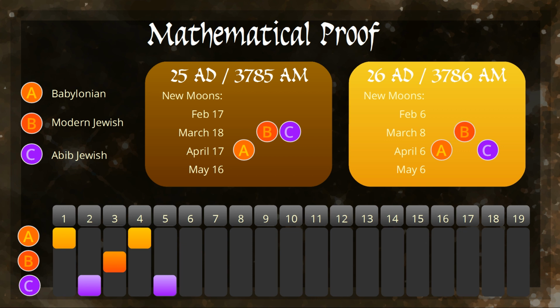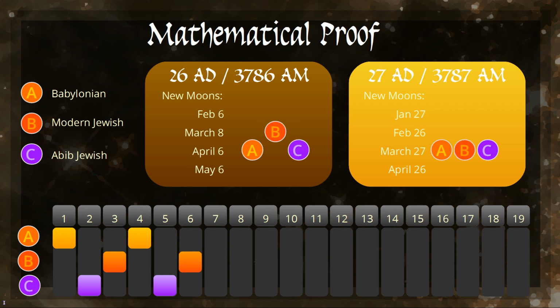26 AD or 3786 AM is next. For March 8th, the modern Jewish calendar rule of Nisan 16 occurring on or after the equinox is satisfied. However, the Abib-based calendar must add an additional month in order to provide 2 to 3 weeks after the equinox. The start of the year gets pushed to April 6th along with the Babylonian calendar.